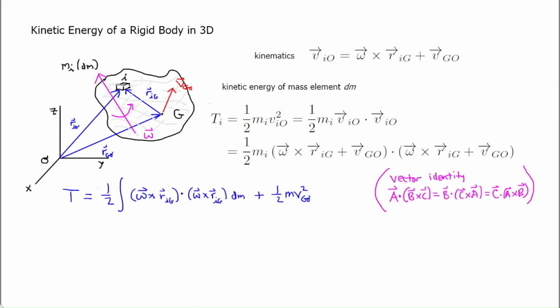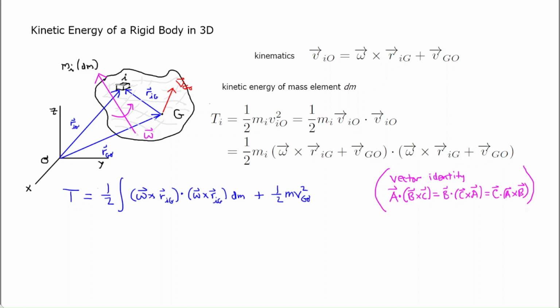Okay, we're back. So in blue, T equals 1/2 the integration of omega cross r sub I g squared, essentially the dot product with itself, plus 1/2 m v squared of the center of mass, g. That's the translational kinetic energy part.